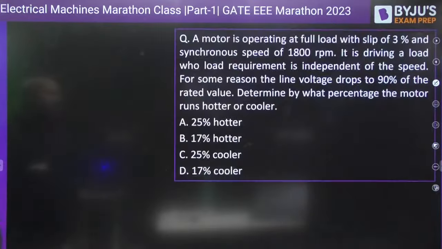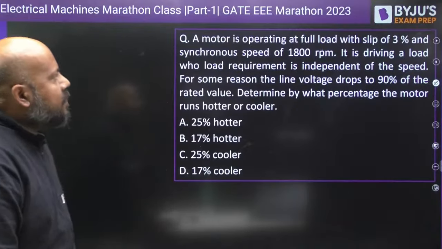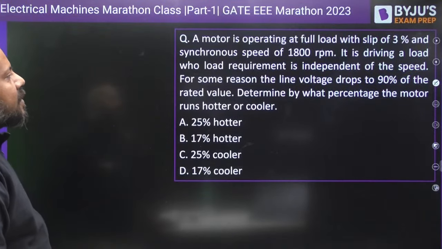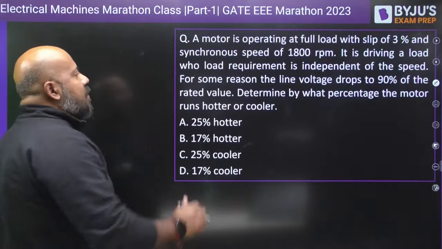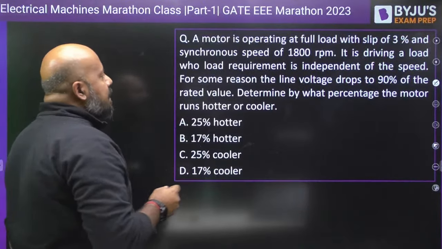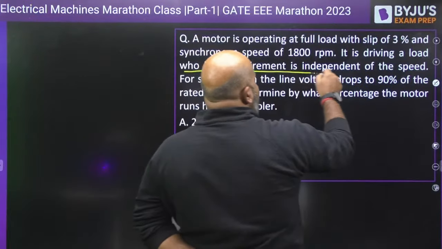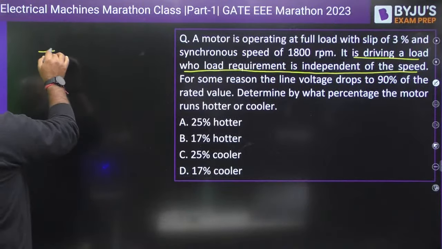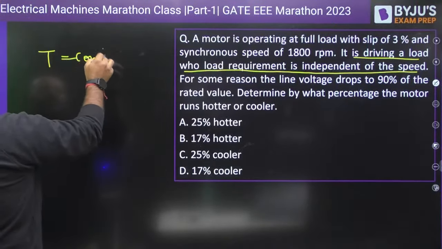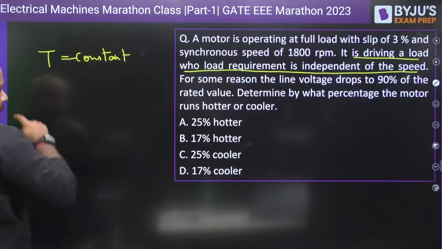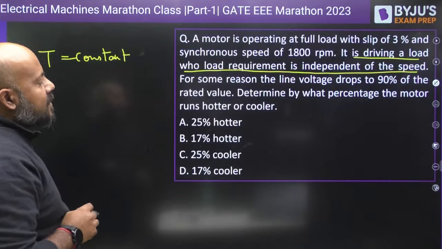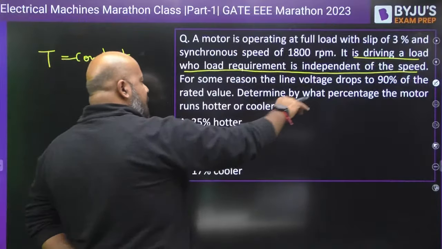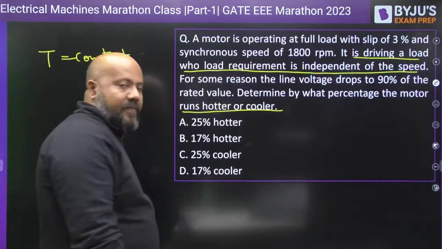A motor is operating at full load with a slip of 3% and synchronous speed of 1800 rpm. It is driving a load whose load requirement is independent of the speed. Very important. So torque is constant, not depending upon the speed. For some reason, the line voltage suddenly drops to 90% of the rated voltage. Determine by what percentage the motor runs hotter or cooler.